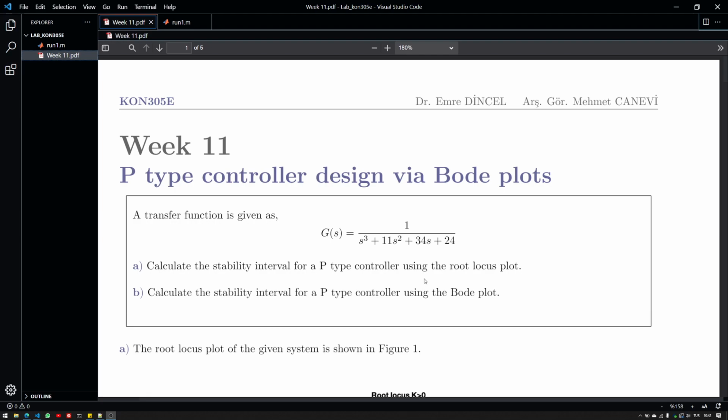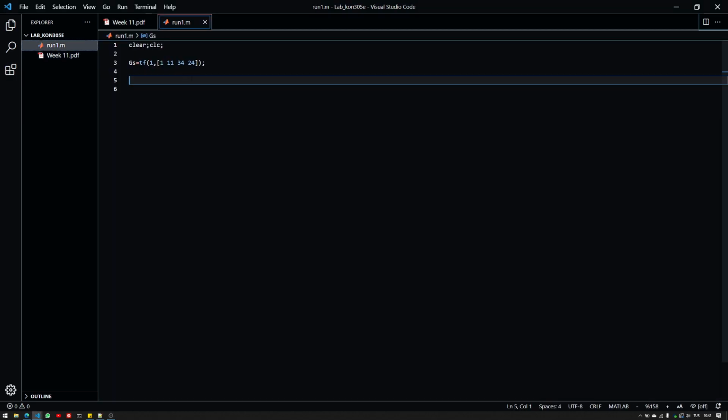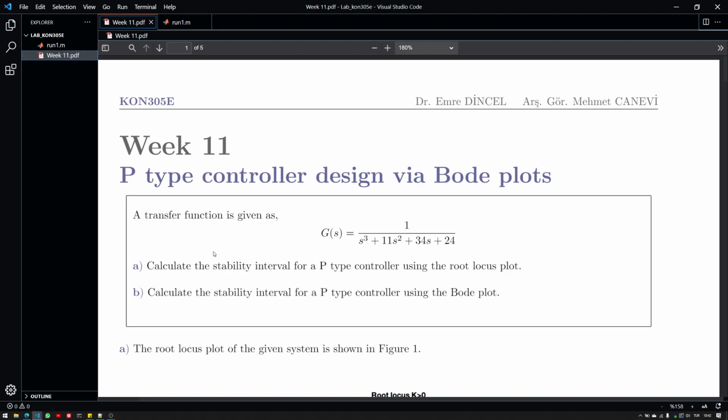Now, we have a third order system defined here. And we can go ahead and use our transfer function and the root locus plot. So especially the first step that you should take in determining the p-type controller stability bounds is to plot a root locus plot. So you have to have a sketch that shows you what the root locus looks like in order to be able to calculate the bounds.